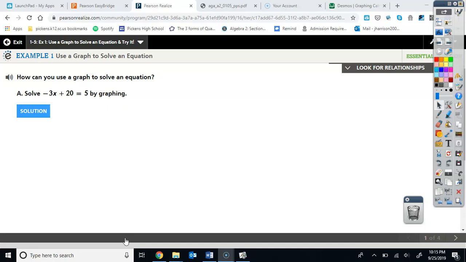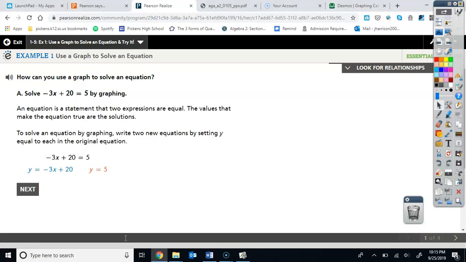take each side of the equation and set each side of the equation equal to y. Essentially, you're taking that negative 3x plus 20 and that 5 and separating them into two separate equations that you can graph on a coordinate plane. So y equals negative 3x plus 20, y equals 5. Two new equations that we are going to graph on the coordinate plane.